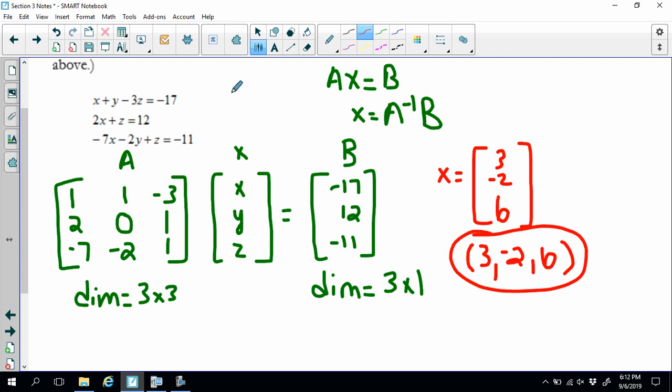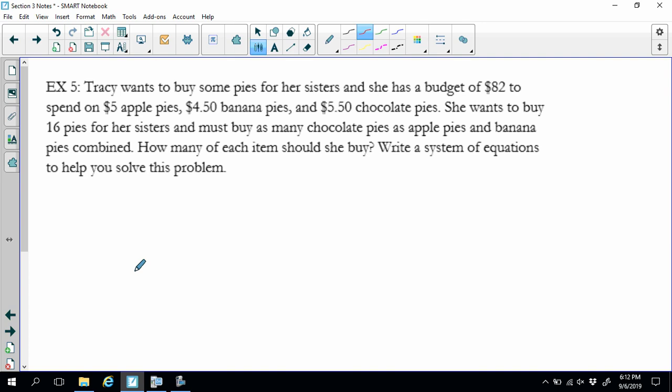Okay, so we do have one more problem to do on the notes here. And it is a word problem. Okay, so here it says Tracy wants to buy some pies for her sisters, and she has a budget of $82. And she's going to spend it on apple pies that cost $5, banana pies that cost $4.50, and chocolate pies that cost $5.50. Now, she wants to buy 16 pies for her sisters, and she needs to buy as many chocolate pies as apple and banana combined.